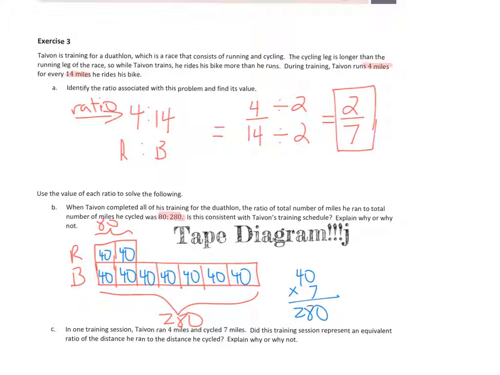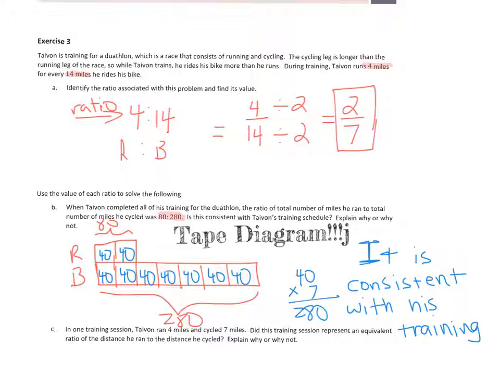So now you can answer the question. It is consistent with his training because it is an equivalent ratio. So I would have to write that 80 to 280, sorry, is the same as 2 to 7 or 4 to 14. They are related by growing at the same rate of change, and therefore they have the same value.